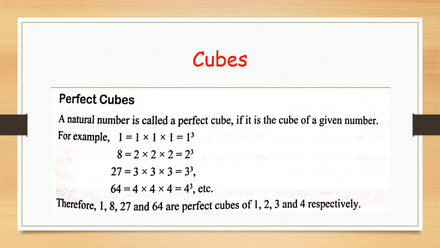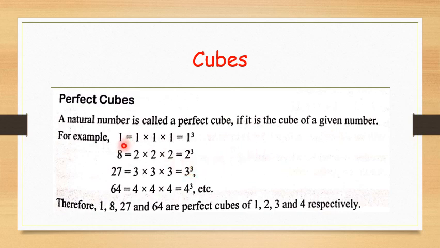Now the next is perfect cubes. Just like a perfect square, perfect cubes are also natural numbers. So what type of natural numbers are these? These are the natural numbers which are the cube of given numbers. Perfect cubes are those natural numbers which are the cube of a given natural number.